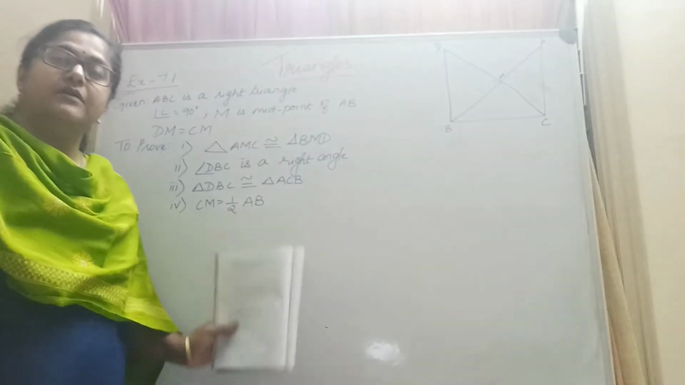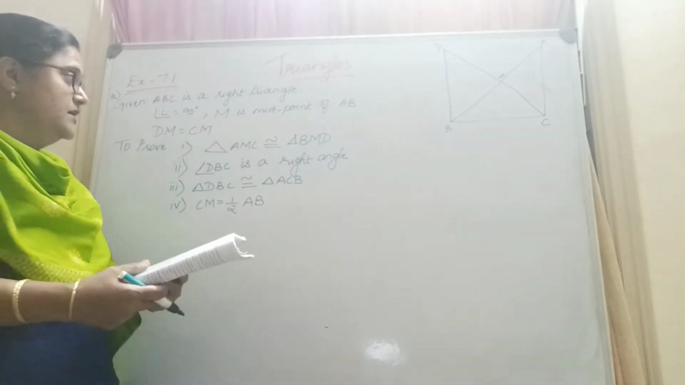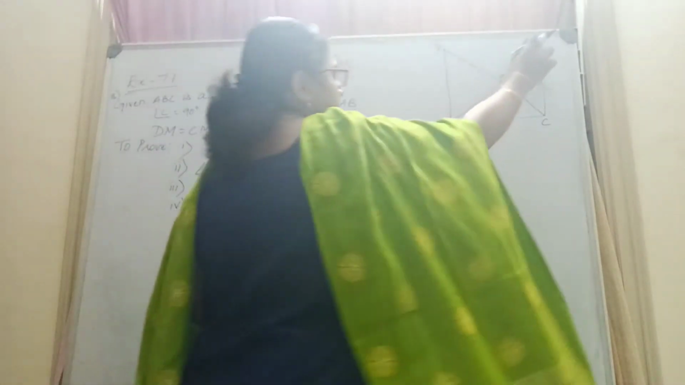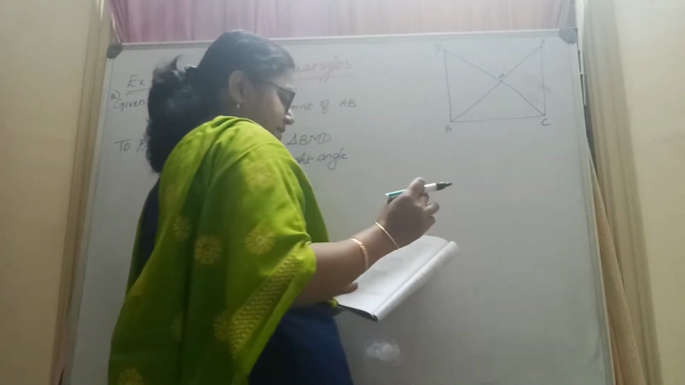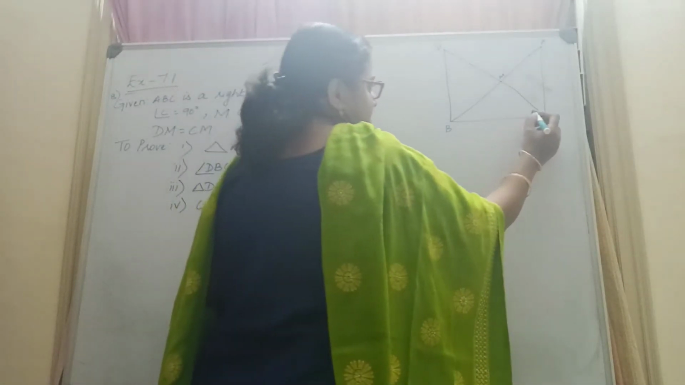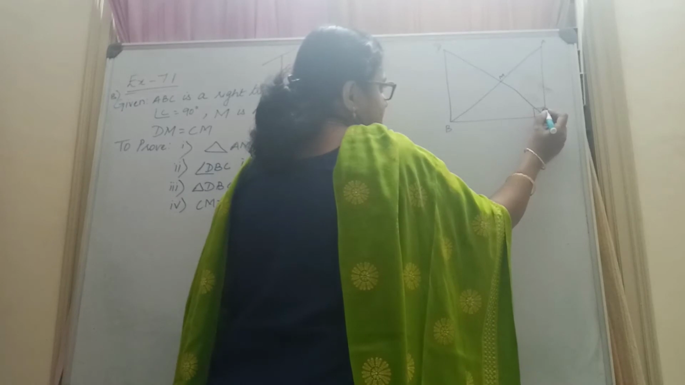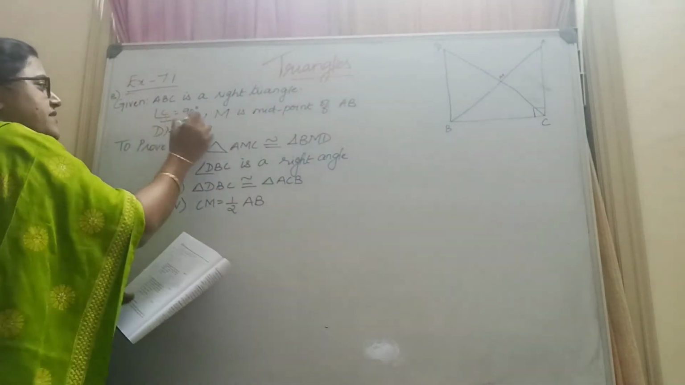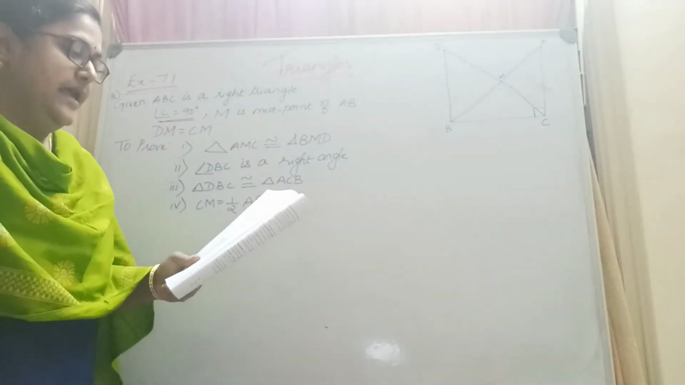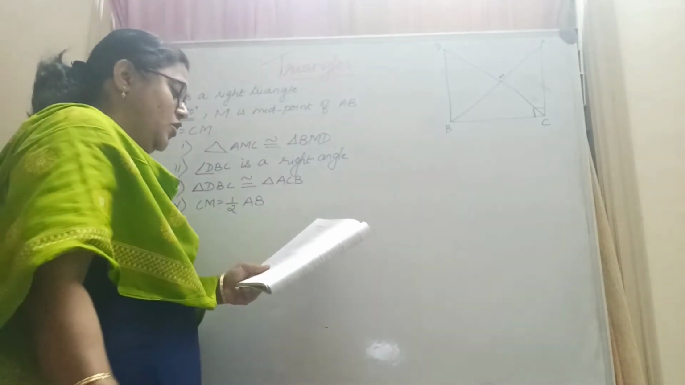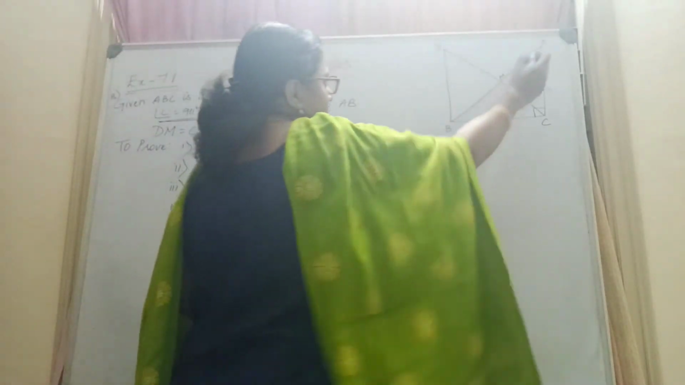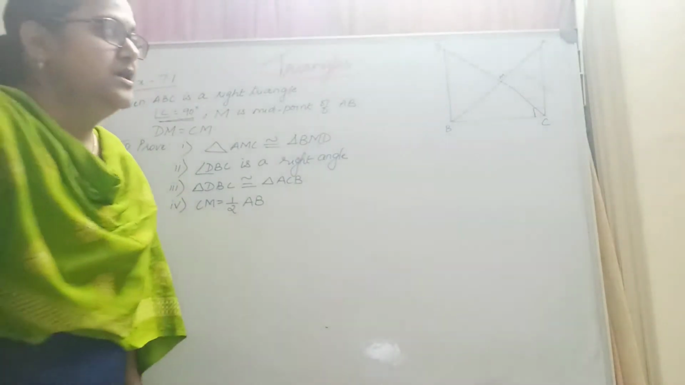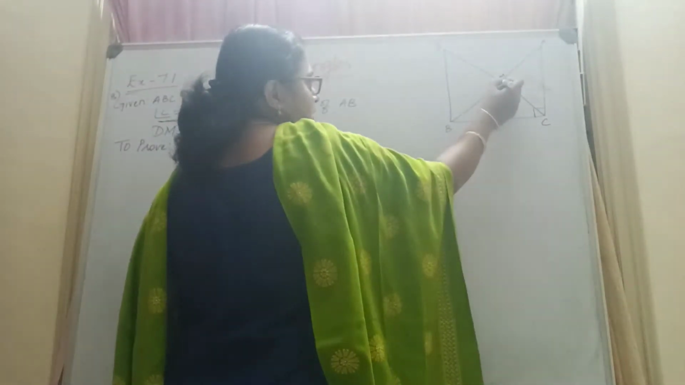Moving on to the last question of the exercise. The question says, ABC is a right triangle, right angled at C. So, this angle is a right angle, that is 90 degrees. That is why I have written here angle C 90 degrees. M is the midpoint of the hypotenuse AB. You all know what is hypotenuse? The side opposite to the 90 degree angle is the hypotenuse.